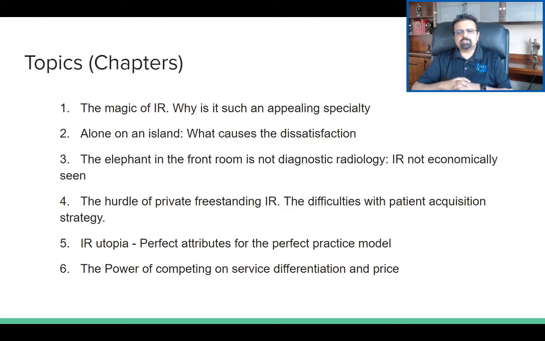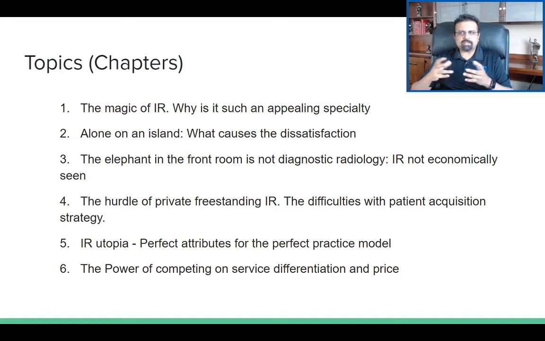Shifting gears a little to private practice and freestanding IR, talking a little bit about the hurdles, the difficulty. In my mind, the number one issue in private practice is patient acquisition strategy. Looking at painting the picture of the perfect world, like if an IR had a perfect practice to be able to come to, what would that look like?